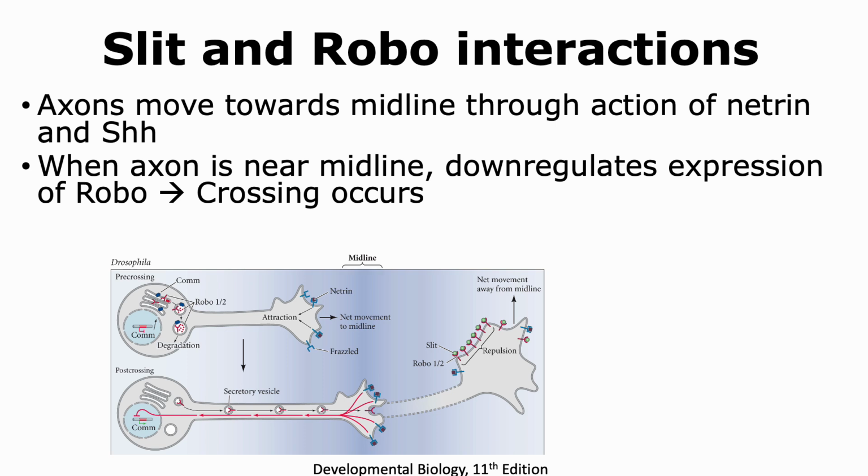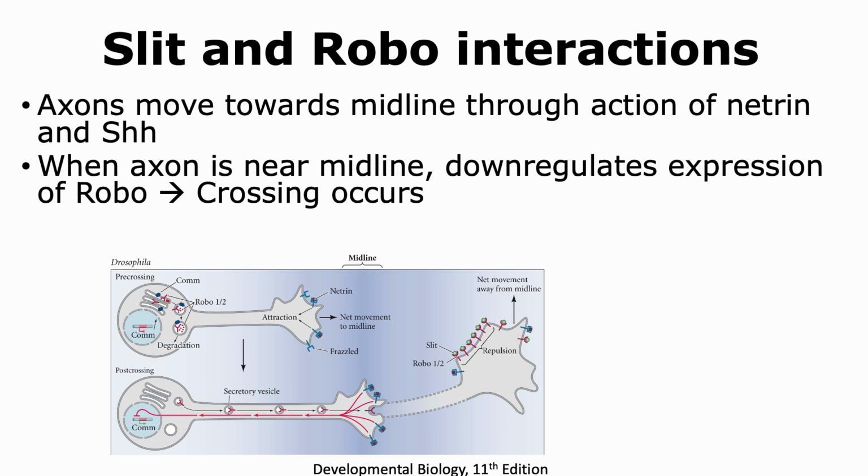And we had seen that central expression in the previous slide when we looked at the expression of slit in a developing embryo. So as the axon comes to the midline, it actually will downregulate the expression of robo. Since it does not have robo expressed, it will not sense the presence of slit and hence it can move and cross the midline.